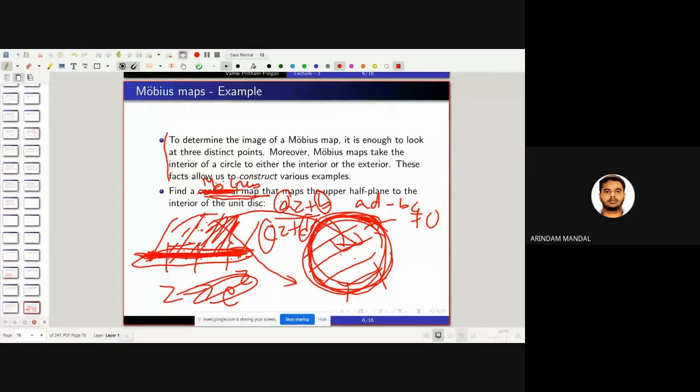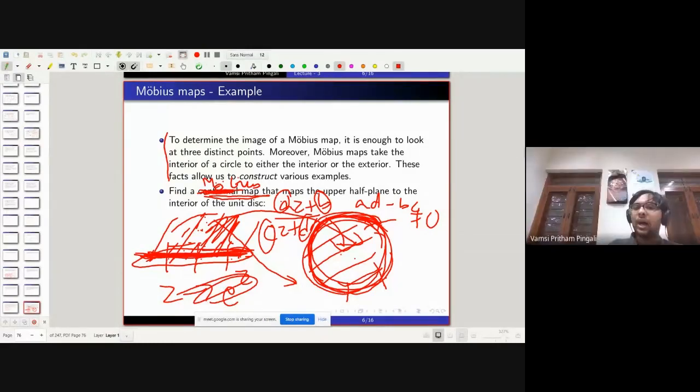Suppose I manage to come up with it, then invert it. Then you compose it with z goes to 1 by z. Okay. So I hope this strategy is clear. I'll implement it in a moment. Don't worry. But I hope the rough idea is clear.